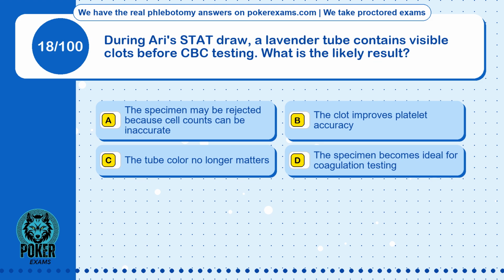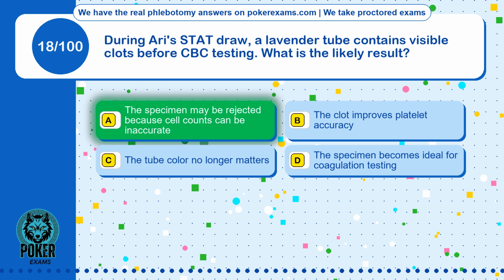Question 18. During ARI's stat draw, a lavender tube contains visible clots before CBC testing. What is the likely result? Option A. The specimen may be rejected because cell counts can be inaccurate. Option B. The clot improves platelet accuracy. Option C. The tube color no longer matters. Option D. The specimen becomes ideal for coagulation testing.